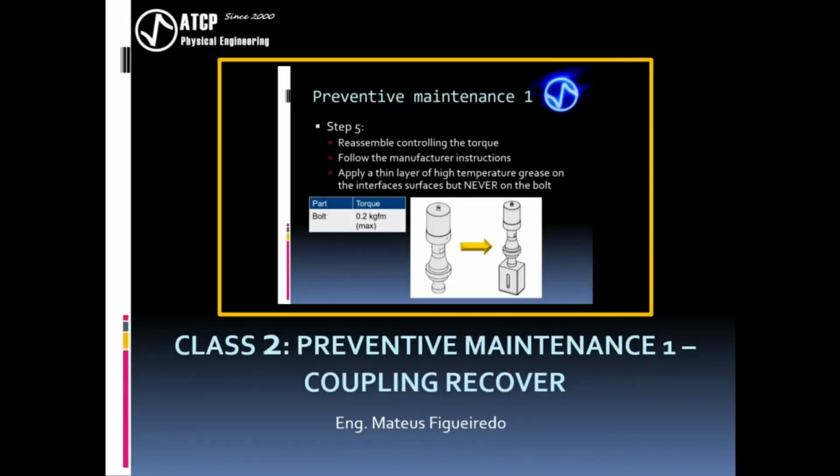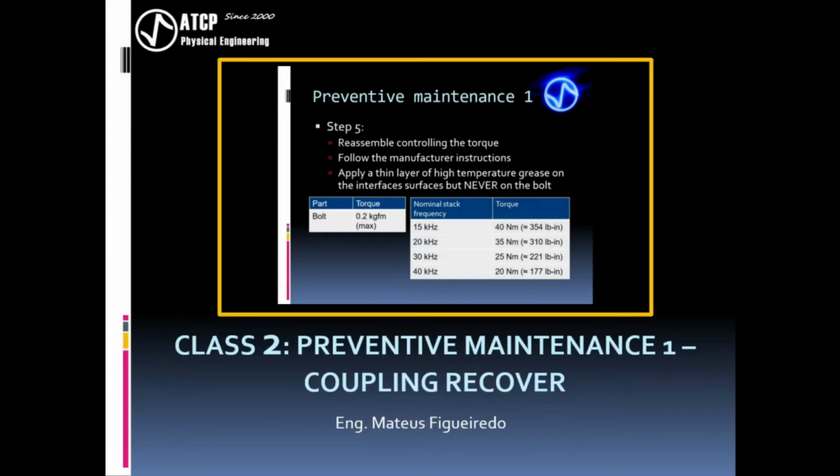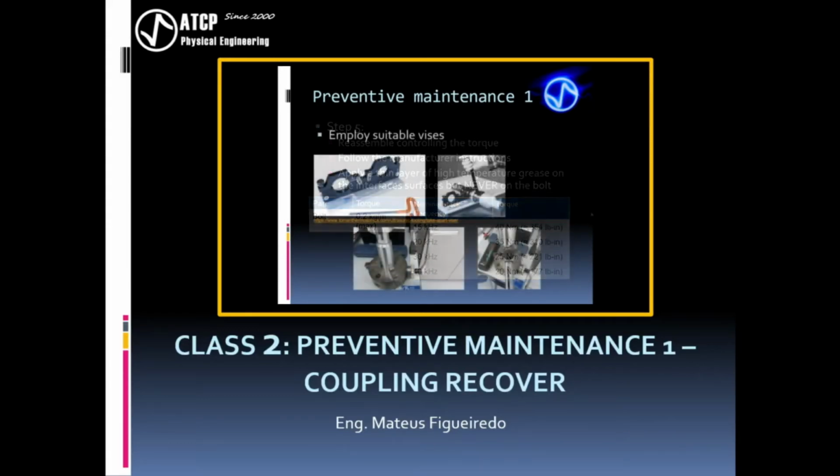The last class, we covered preventive maintenance 1, that must be performed whenever frequency deviations are detected in order to restore the interface and coupling. In addition, we learned which procedures, cares, and tools are adequate for performing maintenance.